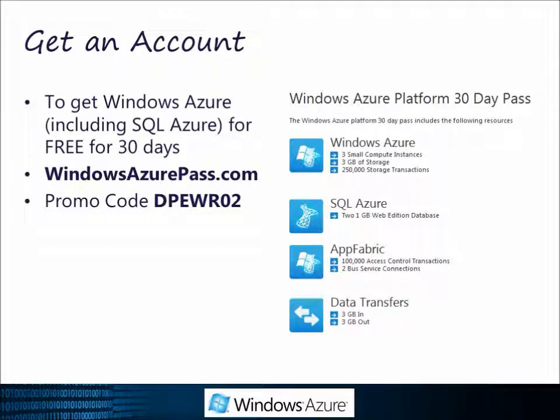Before you start, however, you're probably going to want to have an account. So if you don't have an MSDN subscription or you haven't signed up, I recommend you try out WindowsAzurePass.com using the promo code DPE WR02, and you'll get 30 days worth of Azure services as shown on this slide.